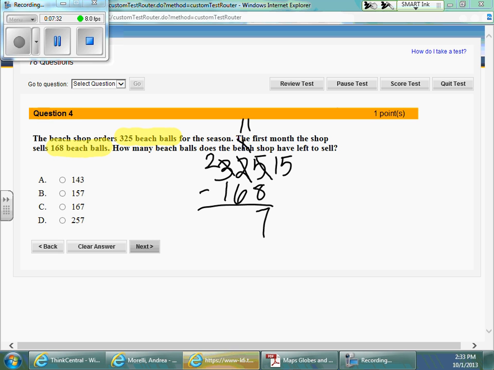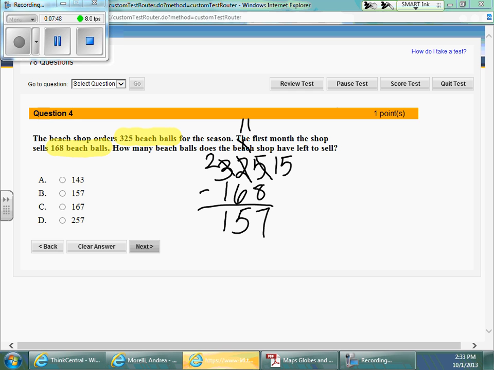11 minus 6 is 5. And then we can go to the hundreds. We have 2 minus 1 is 1. So our answer is 157. Is that a choice? It's choice B.